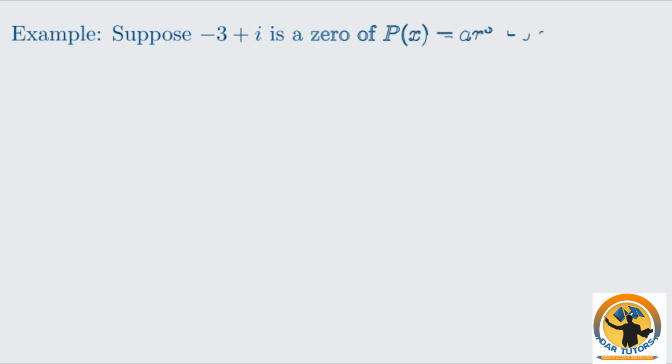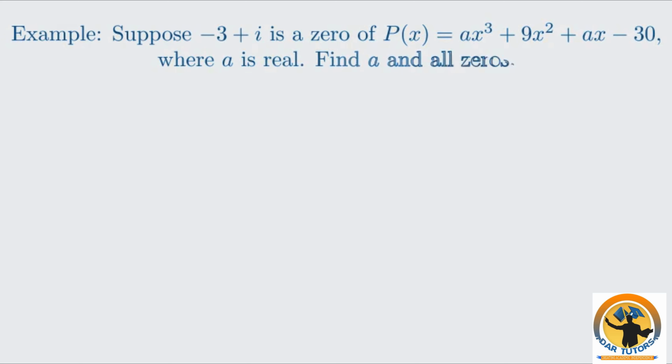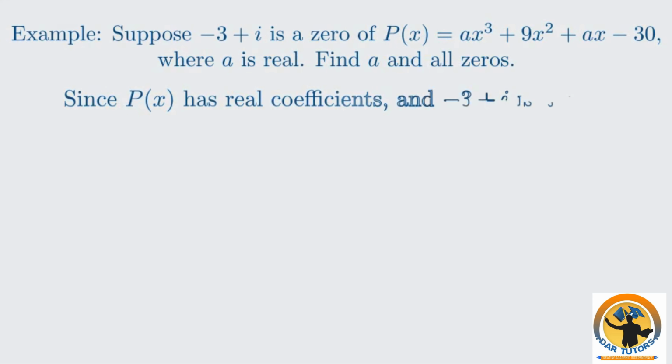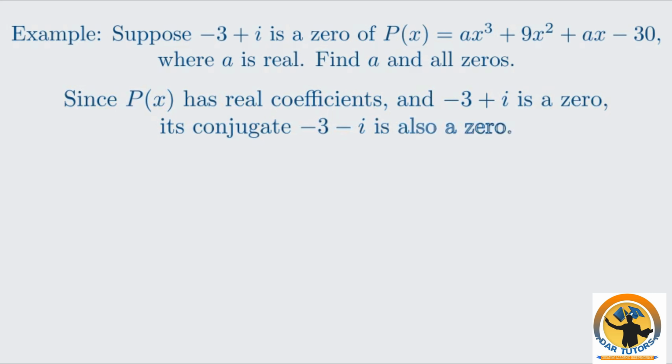Suppose negative 3 plus i is a zero of the polynomial p of x equals ax cubed plus 9x squared plus ax minus 30, where a is a real number. We need to find a and all the zeros. First, let's use the conjugate root theorem. Since the coefficients of p of x are real and negative 3 plus i is a zero, its conjugate, negative 3 minus i, must also be a zero. Now we have two zeros.